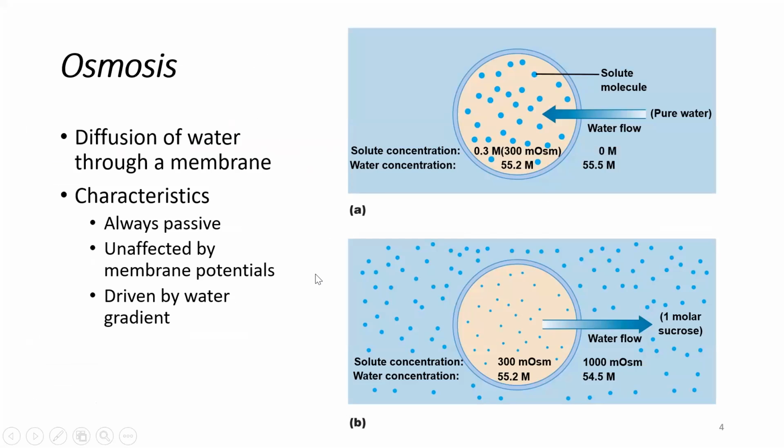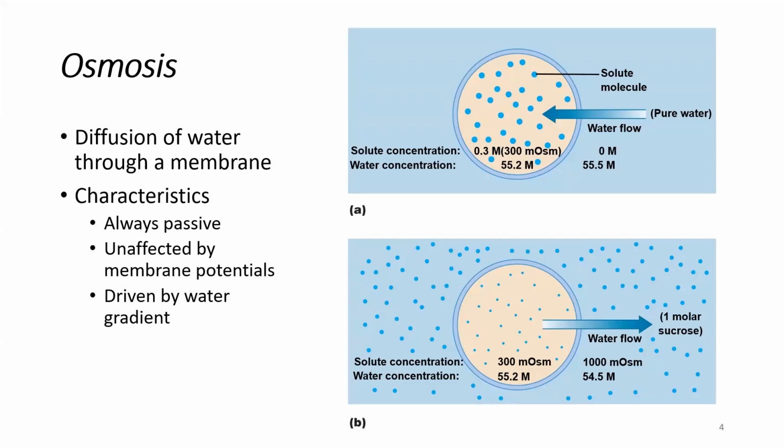So water moves via diffusion, and this diffusion is described as a process called osmosis, okay? So osmosis is the diffusion of water through a membrane. It's always passive, so again, it's always down the concentration gradient of water. It's unaffected by the membrane potential, so there's no electrical force that moves water. Water is uncharged, and so it doesn't obey any of the electrical driving forces that we described earlier. And it is purely driven by the concentration gradient or the chemical gradient, okay?